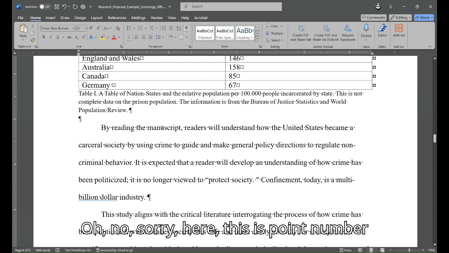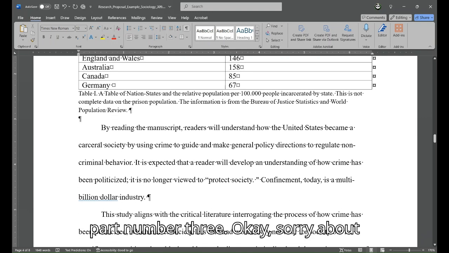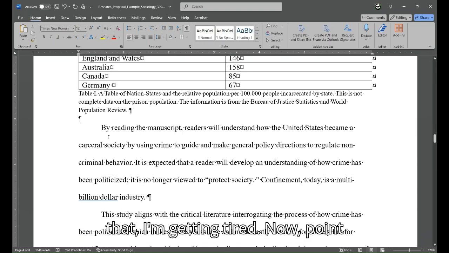Oh no, sorry. Here, this is point number 4. All right. Yeah, this is all part number 3. Okay, sorry about that. I'm getting tired. Now, point number 4 is this one.